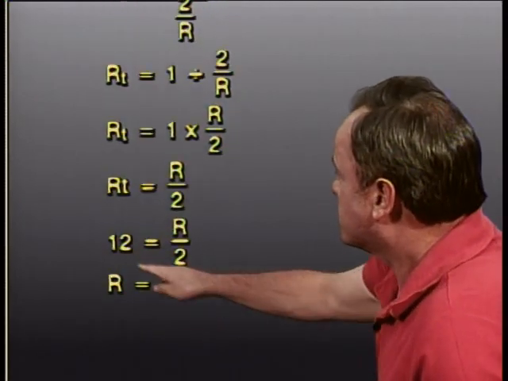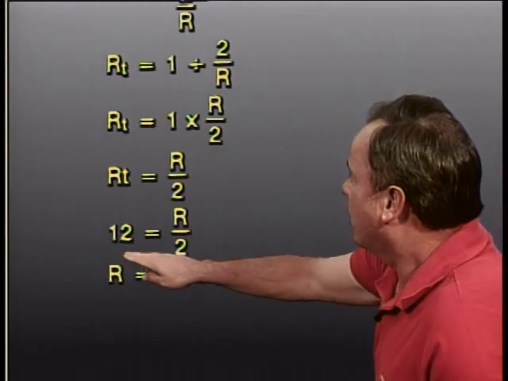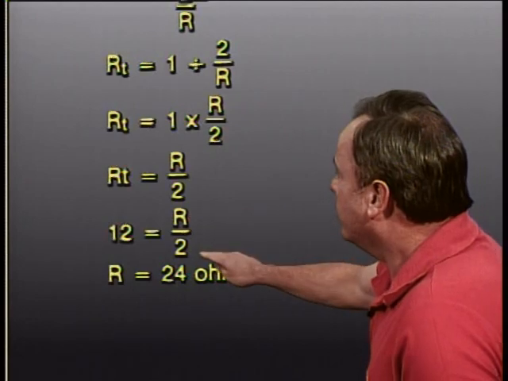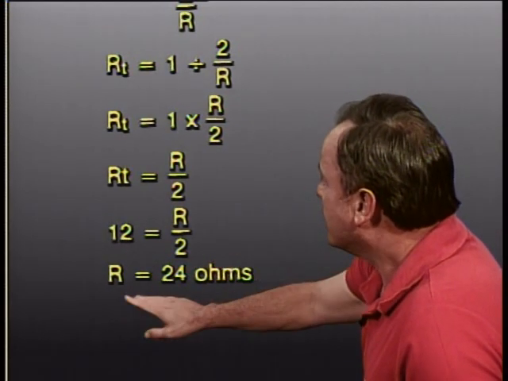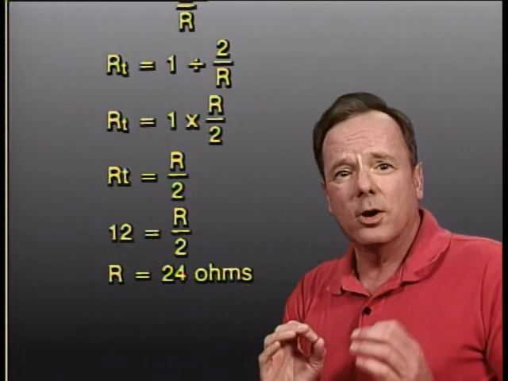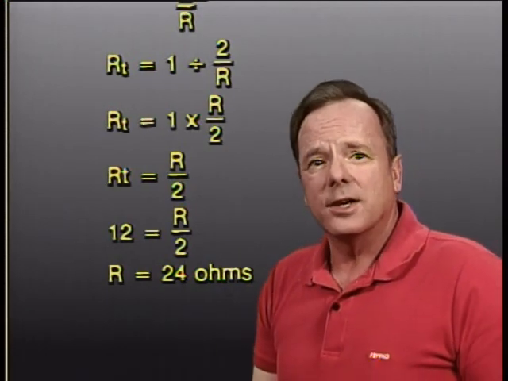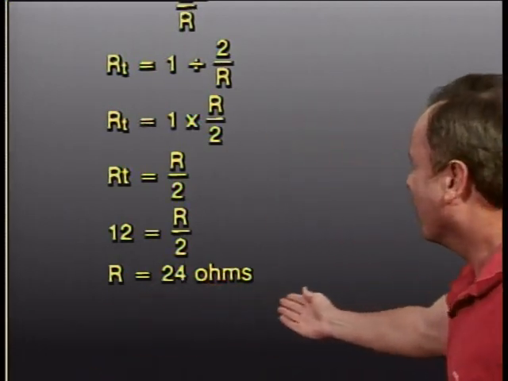And the total resistance was 12 ohms, and so 12 equals R divided by 2. Multiply both sides by 2, and R comes out to 24 ohms. The value of each resistor comes out to exactly 24 ohms.